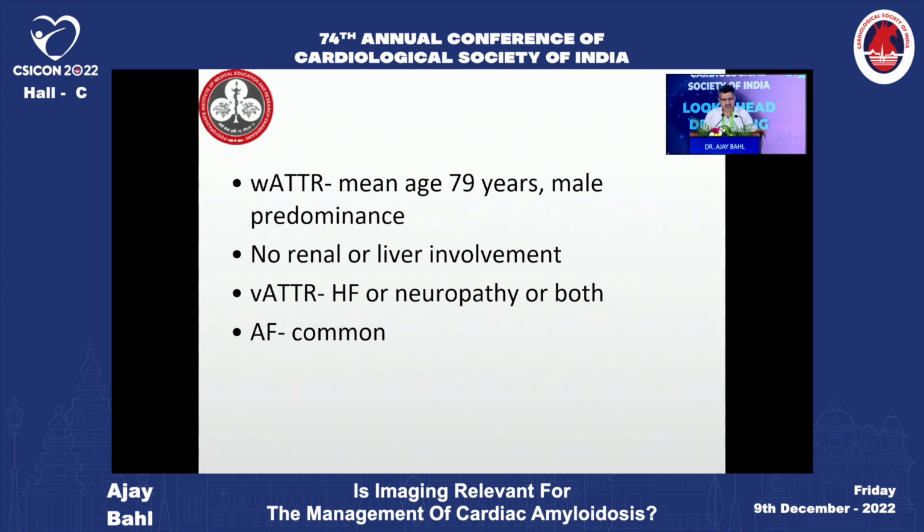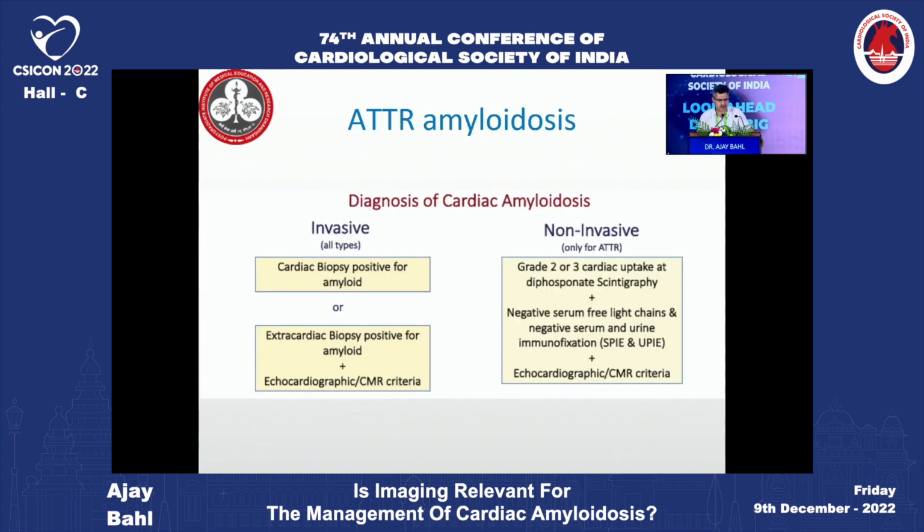There are two manifestations of ATTR amyloidosis. One is heart failure with preserved ejection fraction, and the second is neuropathy. So a patient may present with both or with each one individually. Atrial fibrillation is common in this condition.